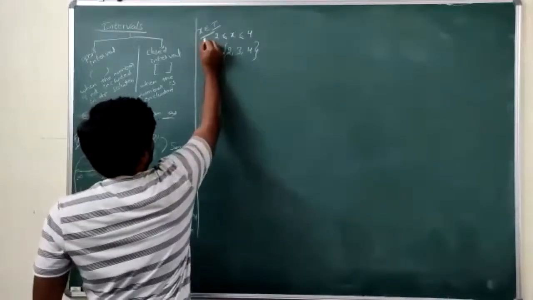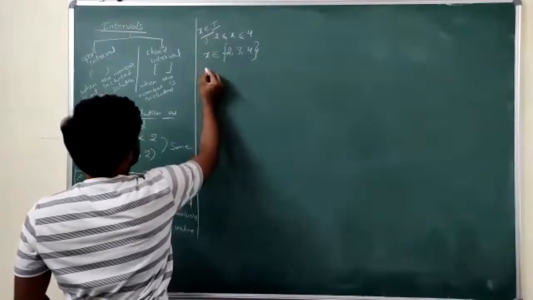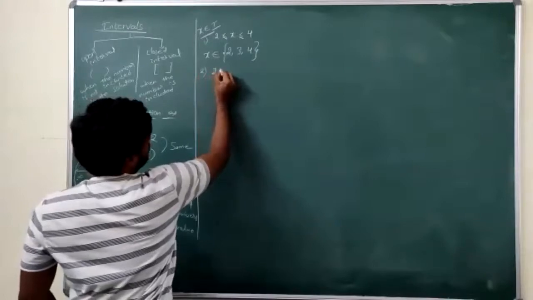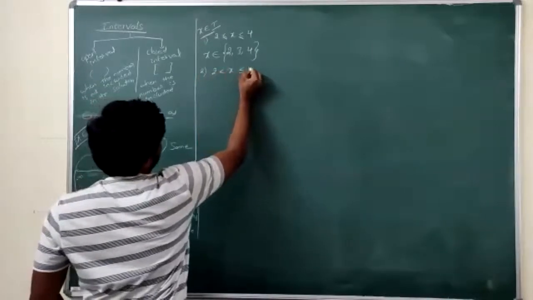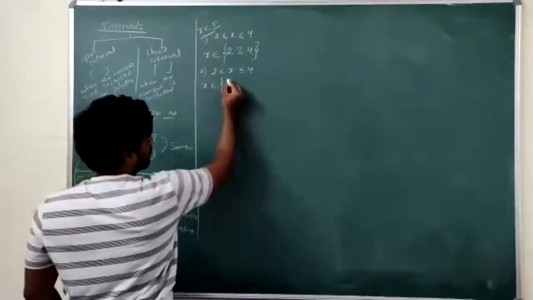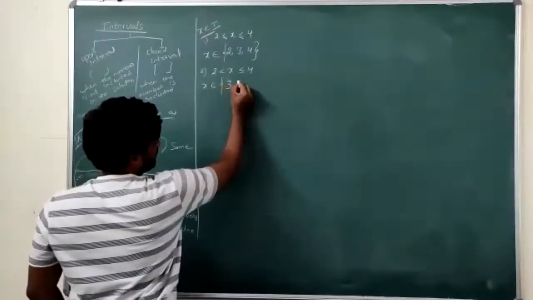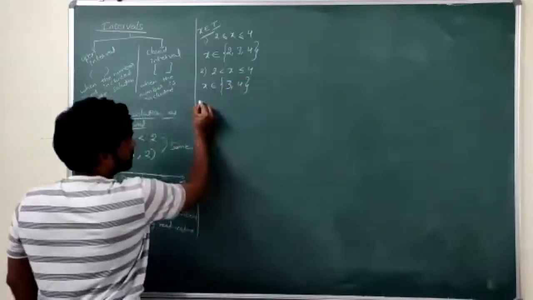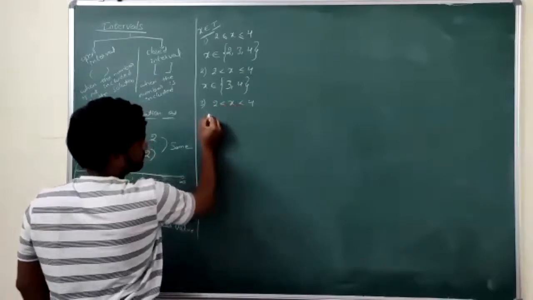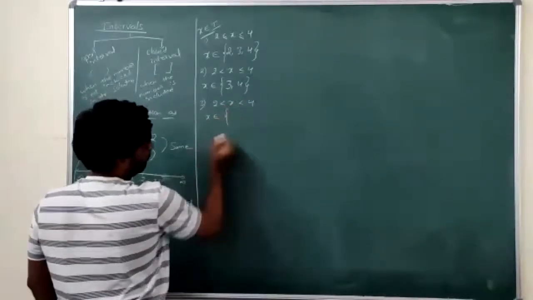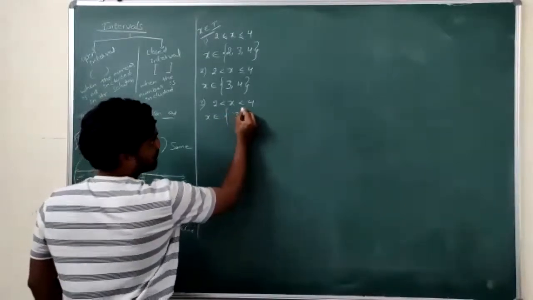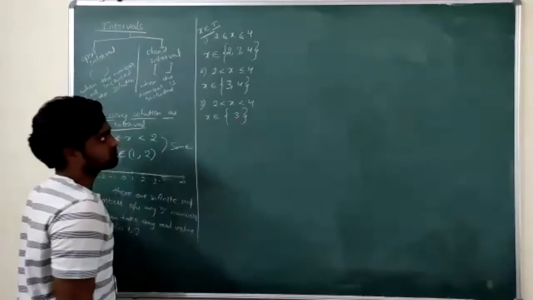Now, second one. See this. 2 < x ≤ 4. Now, x belongs to {3, 4}. That's it. Third one, 2 < x < 4. x belongs to, yes, only {3}. So do you observe the difference here?